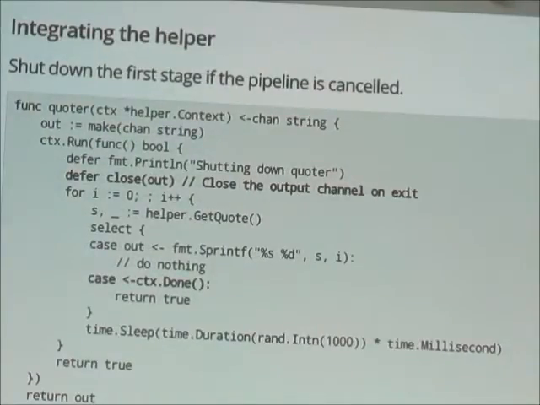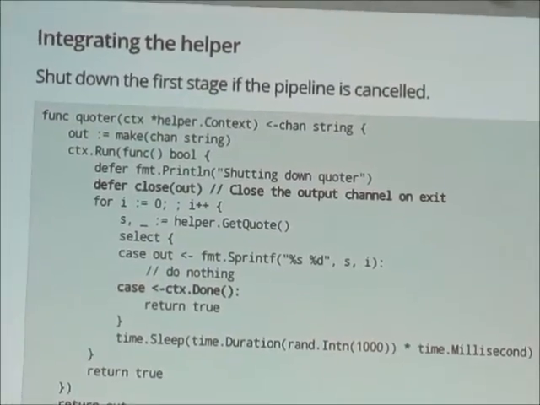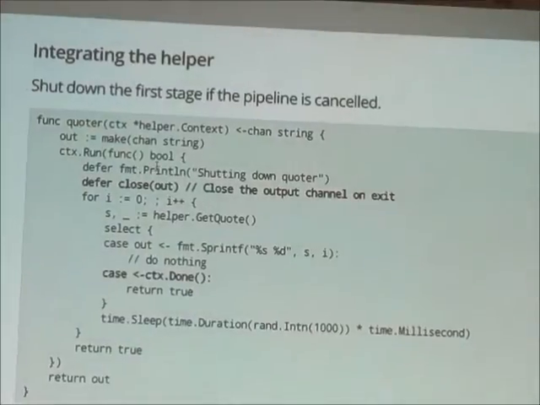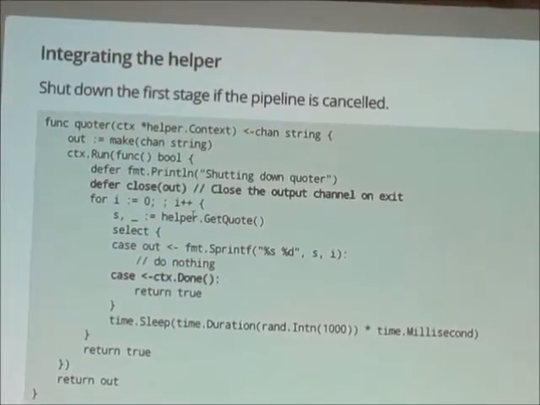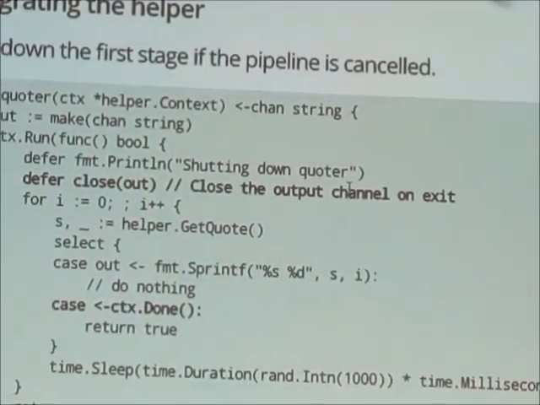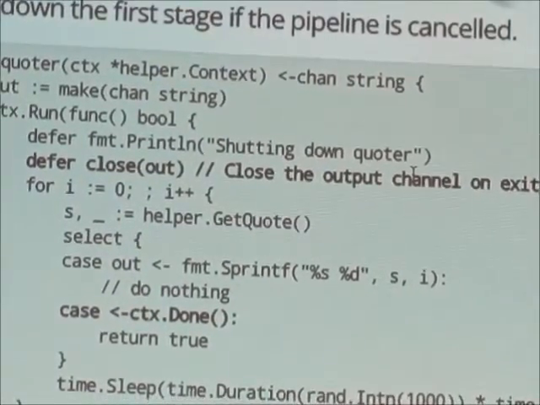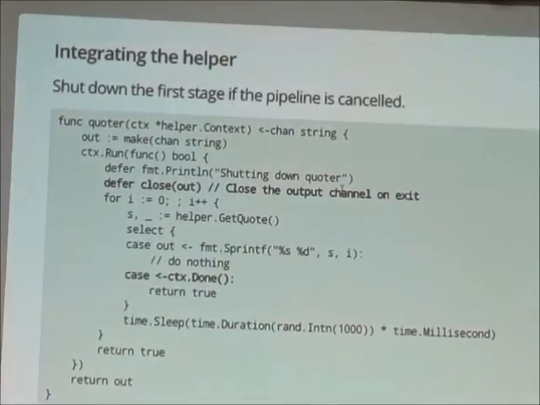So then I've modified the quoter function here to use that run method, and you can see we're closing the output channel on exit, and we're also handling the done channel now. So the case where we're shutting down.